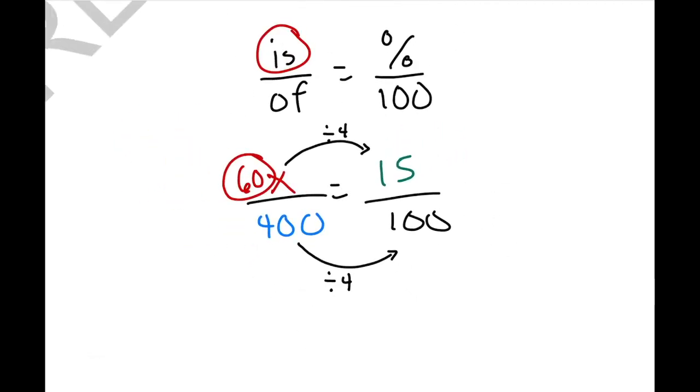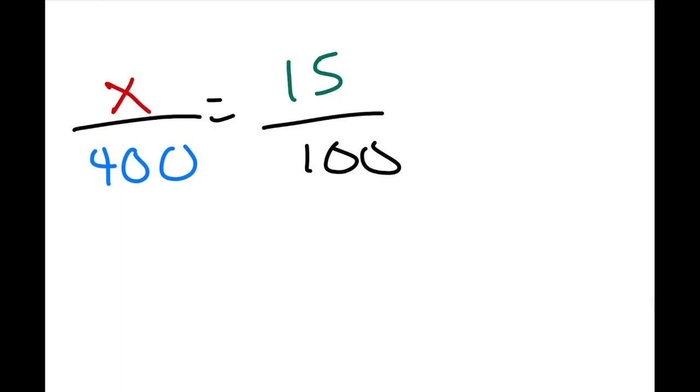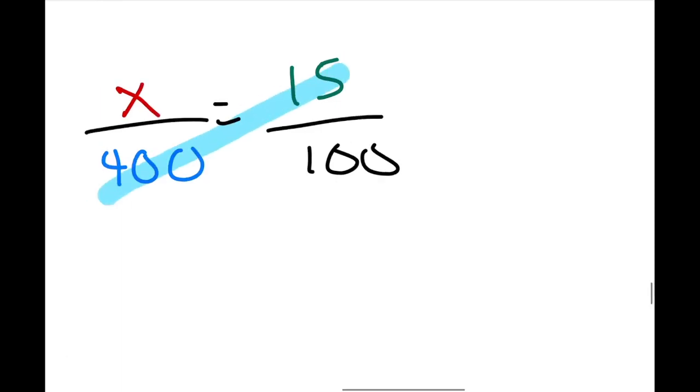Now, if you couldn't see that, multiply or divide by 4. Let's just cross multiply and divide. So let's get rid of this. Cross multiply what you know, and then divide by the last part.